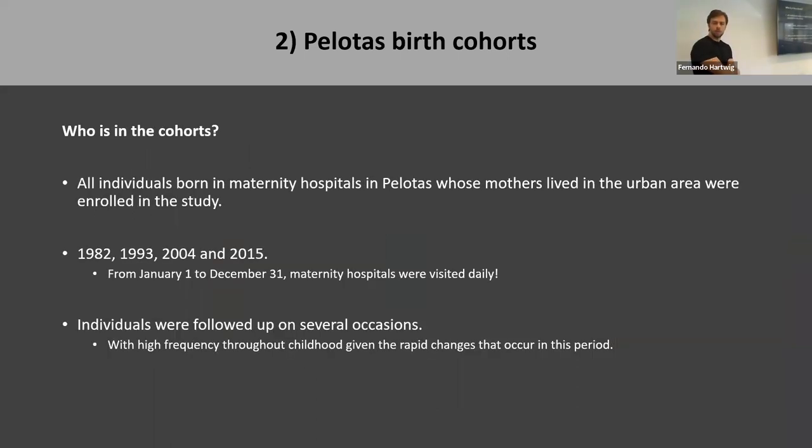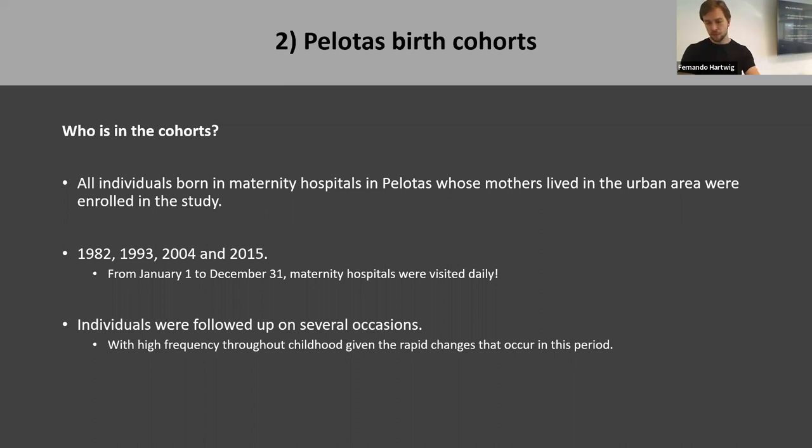So what are the cohorts and who is enrolled in the cohorts, right? So the way it works is that for every year of these four years, say 1982, all individuals born in maternity hospitals in Pelotas whose mothers lived in the urban area of the city were enrolled in the study, which means that from January 1st to December 31st, maternity hospitals were visited daily by a research team. And this happened in 1982, 1993, 2004, and 2015. So we have four birth cohorts now. Each one started in one of those years.